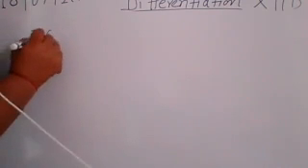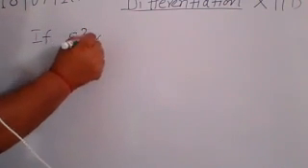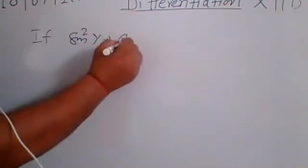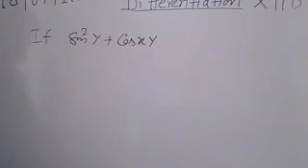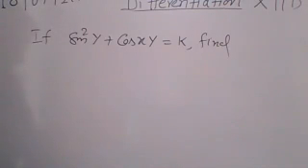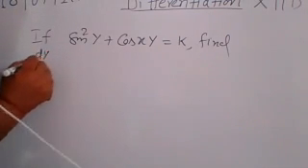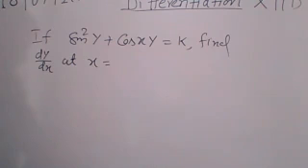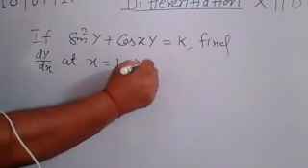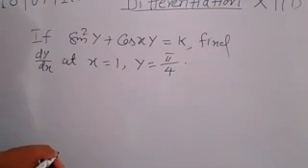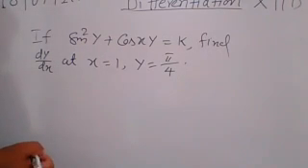If sine square y plus cos of xy is equal to k, find dy by dx at x is equal to 1 and y is equal to pi by 4. Okay, so this is your question.